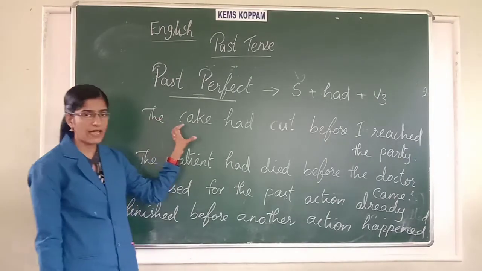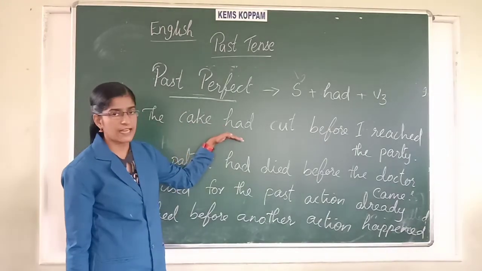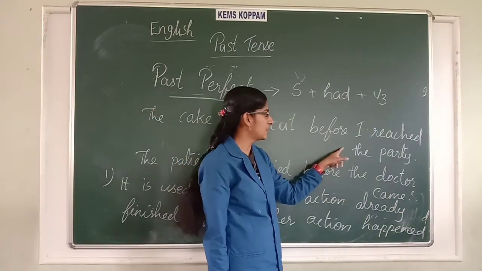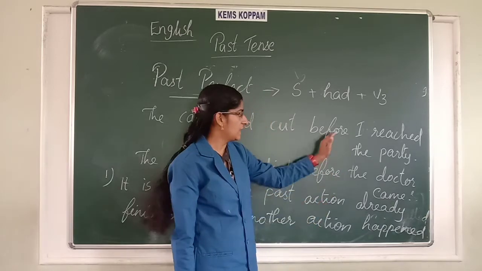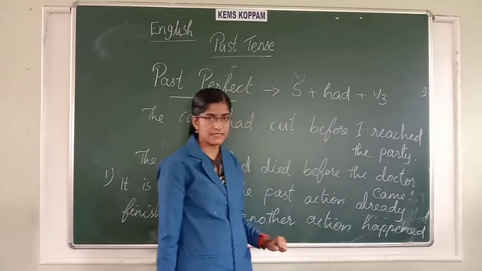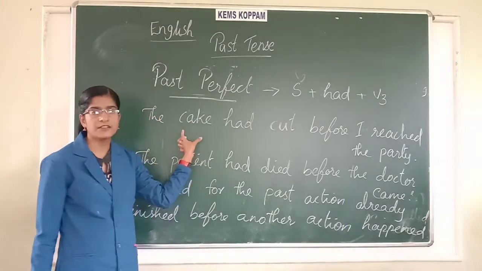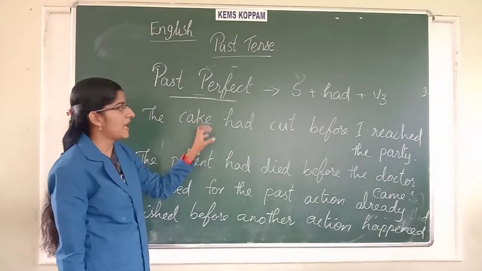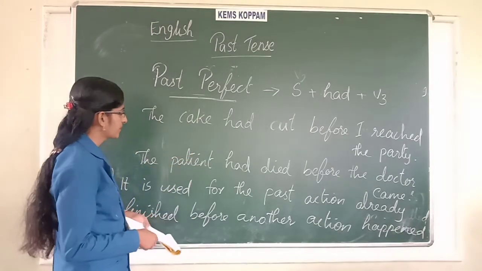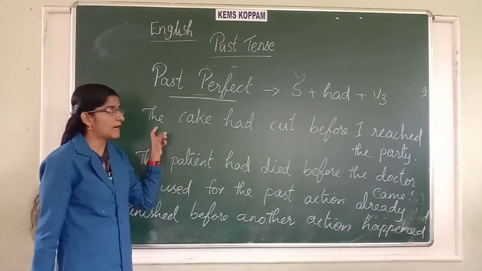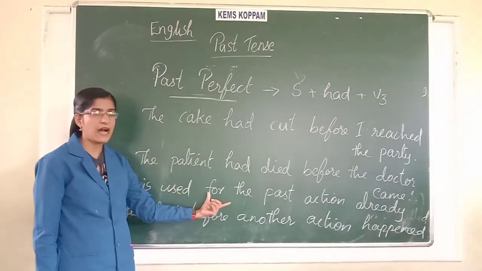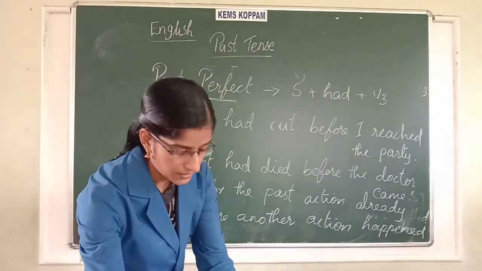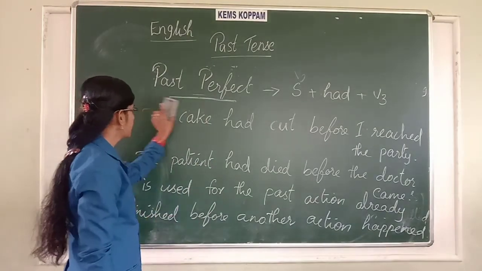Okay, there will be two actions and the first finished action we write in past perfect and the second finished action we write in simple past. Okay, here you have to use the simple past tense and the first finished action you have to write in past perfect. Subject plus had plus V3. Clear? So past perfect tense is used for the past action already finished before another action happens. Okay, I'll give you some more examples.